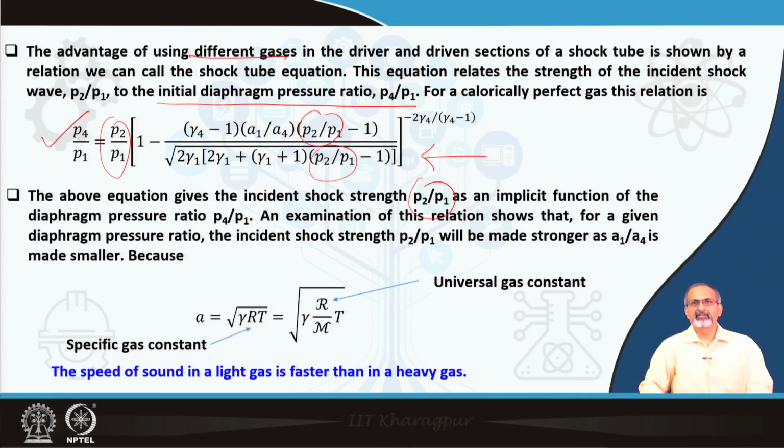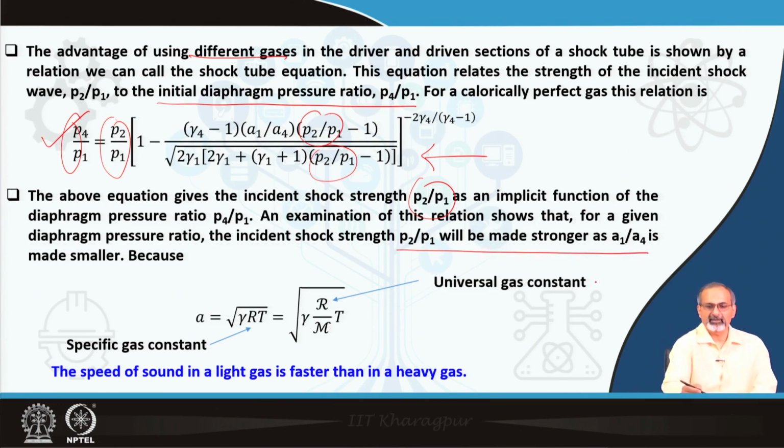An examination of this relation shows that for a given diaphragm pressure ratio, which is P4 by P1, the incident shock strength P2 by P1 will be made stronger as A1 by A4 is made smaller. So, we are trying to say that as this becomes smaller, the P2 by P1 ratio will be stronger, which means it will become larger.